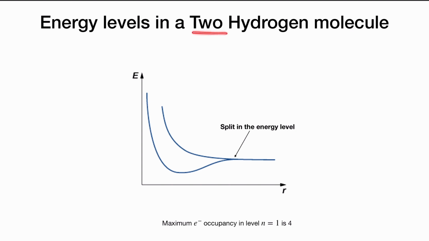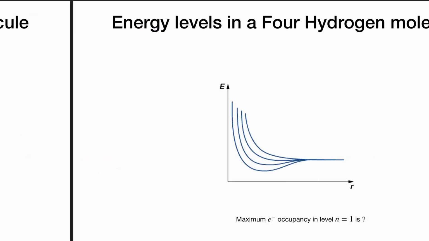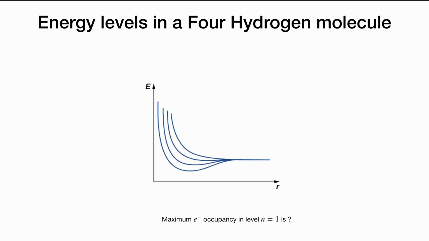And if you go from 2 hydrogen atoms, you include more. Let's say you have 4. You expect there to be a 4-way split from just 1. When the 4 hydrogen atoms were individual, they each had 1 allowed region for the first energy orbit.